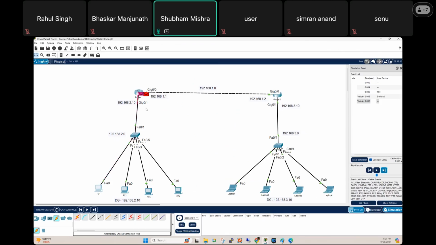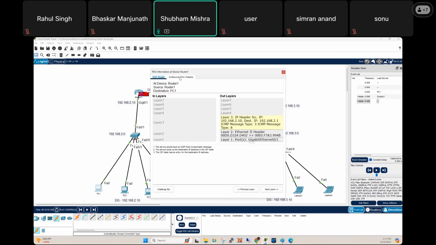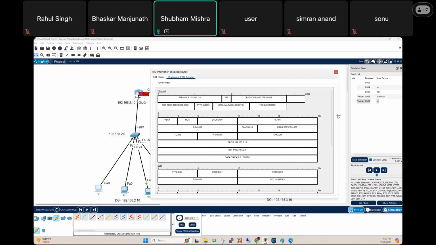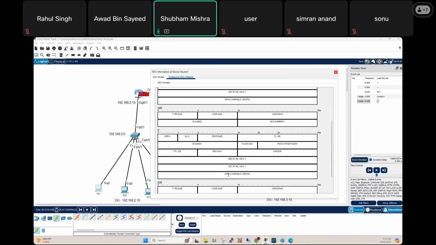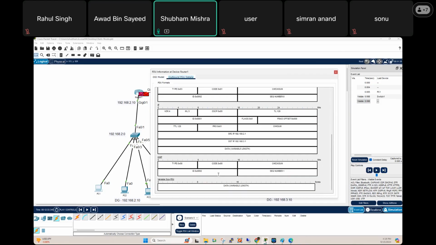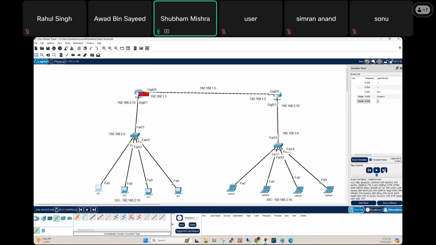What will the router do? The router drops this packet and sends the ICMP reply to PC number 1: this host is unreachable. See, I am opening this packet. This router is sending this packet towards where? On PC number 1. Understand everyone? Yes or no? And when this packet reaches the switch, it forwards this packet to the PC.